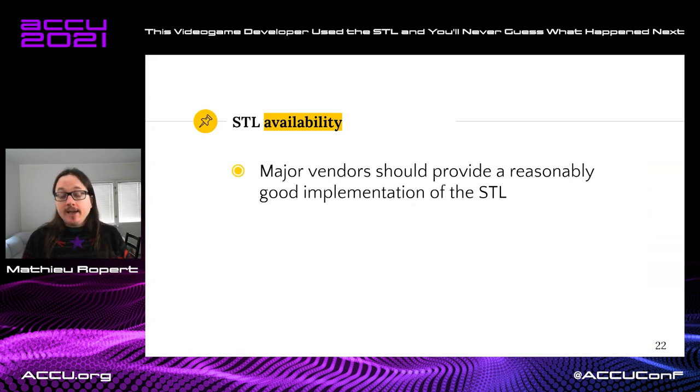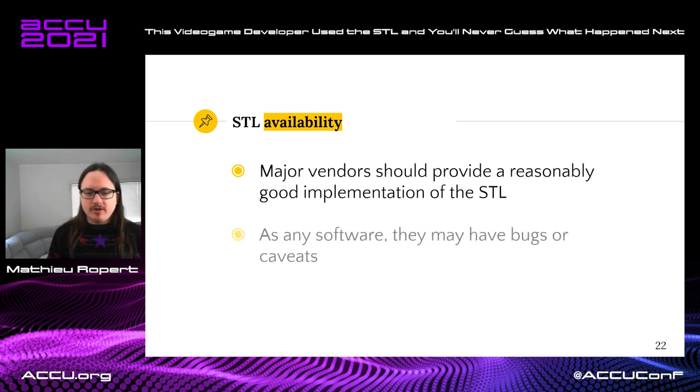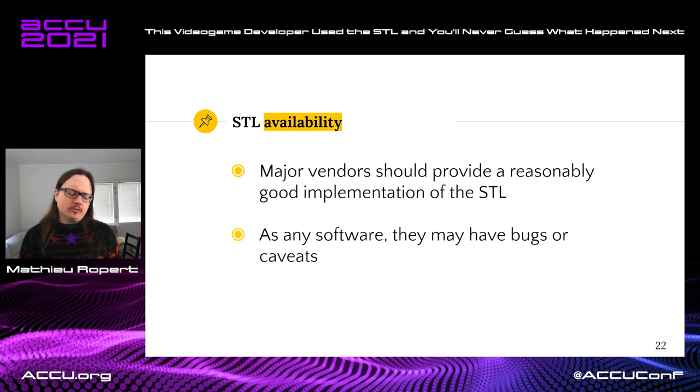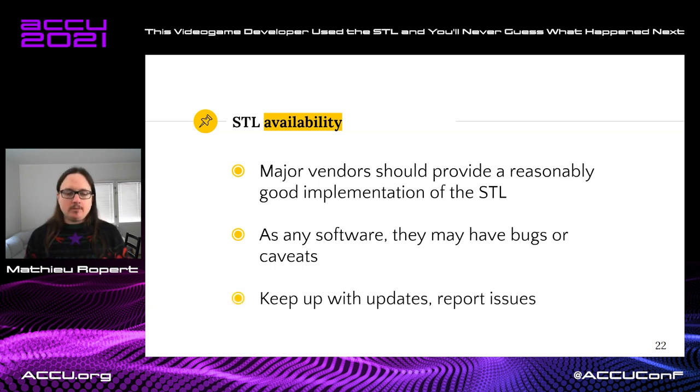Availability is also, I think, not really a barrier anymore. Major vendors will offer you a good implementation of the STL as long as you can access Clang or GCC or MSVC, which are the big three. You should be able to get a decent implementation of the STL. Sure, there might be bugs, there might be caveats, but they're fixed. And I think compilers have gotten very good at making live updates.